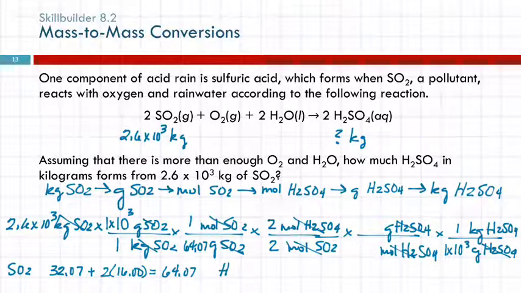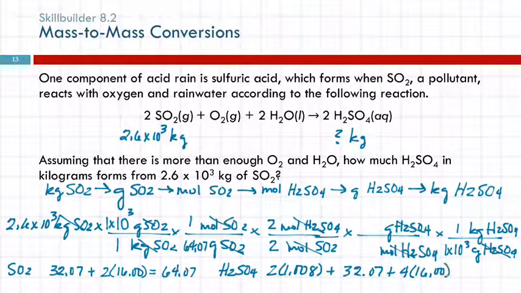And then H2SO4, 2 times 1.008 plus 32.07 plus 4 times 16 equals 98.086. So 98.086 grams of sulfuric acid to 1 mole. Any questions?